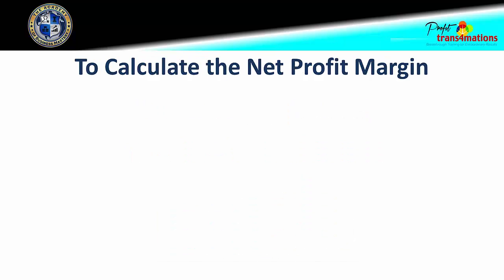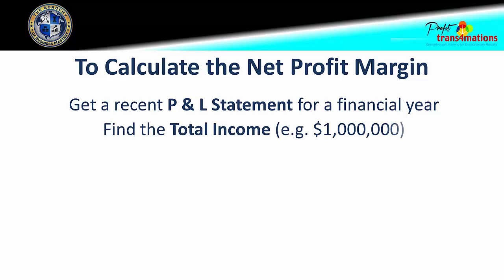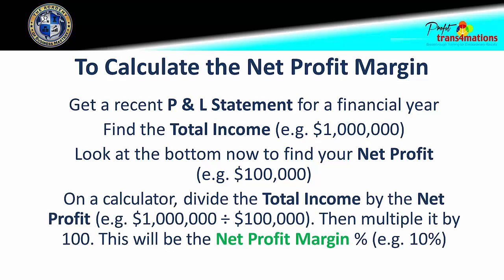To calculate the net profit margin of a business, grab a recent P&L statement for a full financial year. Find the total income figure at the top. Let's say it's an example of $1 million. Look at the bottom now to find the net profit figure. In this example, let's say that's $100,000. Then on a calculator, divide the net profit figure by the total income, i.e. $100,000 divided by $1 million, then multiply by 100. This will then be your net profit margin percentage, and in this example, that would show as 10%.